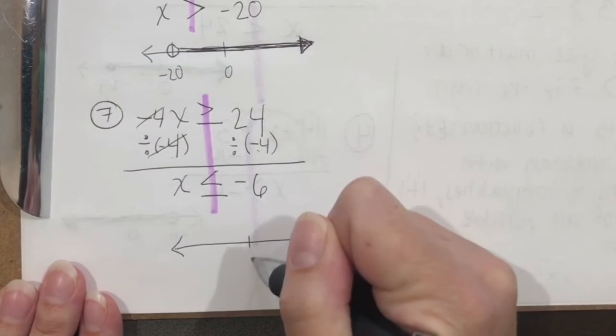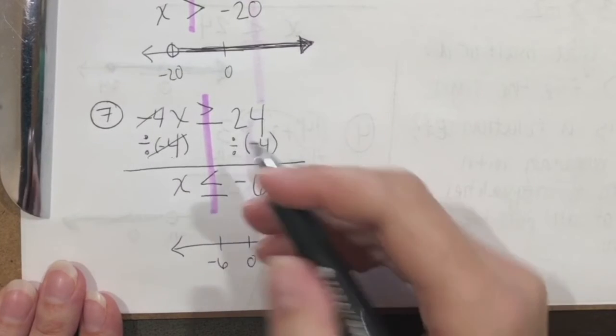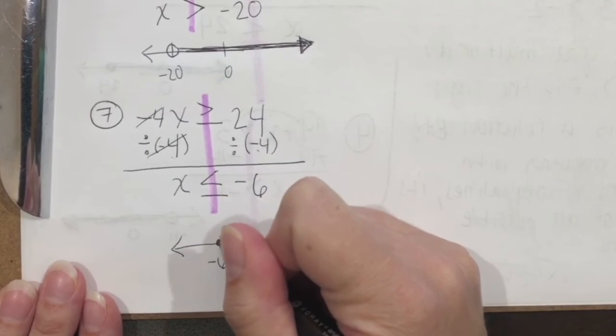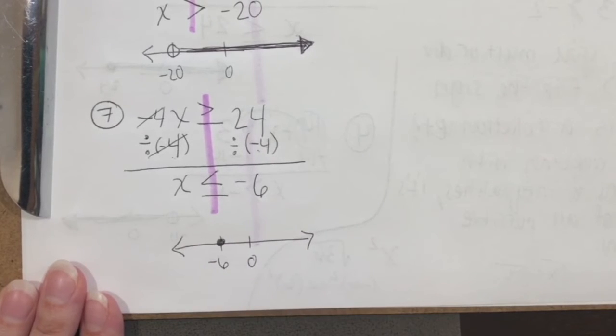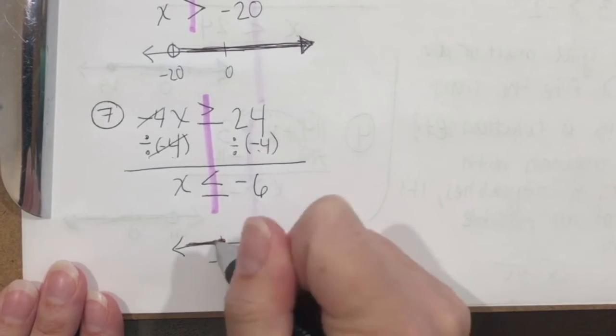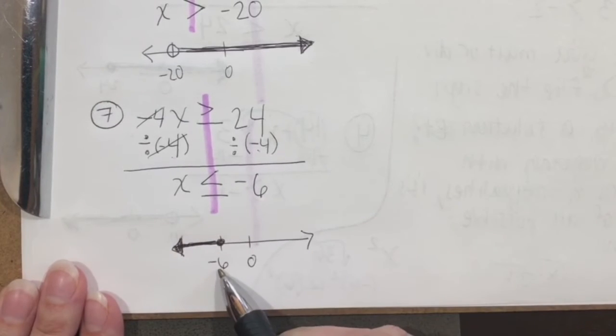Let's draw that. We'll put a 0, negative 6, and we're going to fill the circle in on negative 6 because the or equal to means it includes negative 6. And we're going less than. So all the numbers less than negative 6, including negative 6.